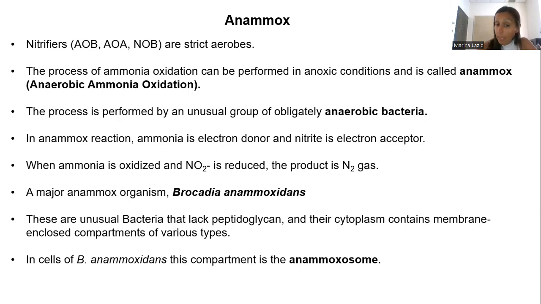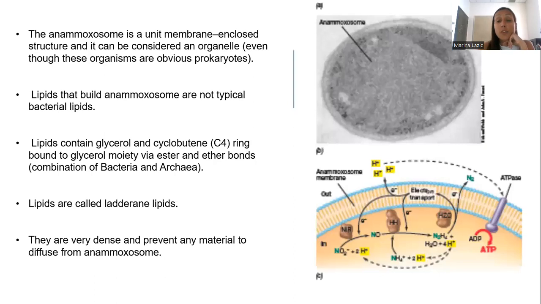The example is the bacterium Brocadia anammoxidans, and this is an unusual bacterium that doesn't have peptidoglycan, and its cytoplasm contains membrane-enclosed compartments, which is very unusual for bacterial organisms, and those compartments are called anammoxosomes. This is a unique structure, present only in this organism, so it resembles eukaryotic organelles, but it's not an organelle, it just resembles one. And the lipids that build the anammoxosome are not typical bacterial lipids.